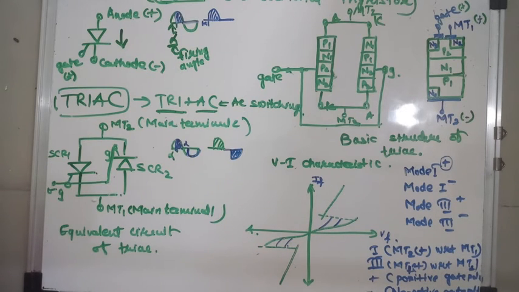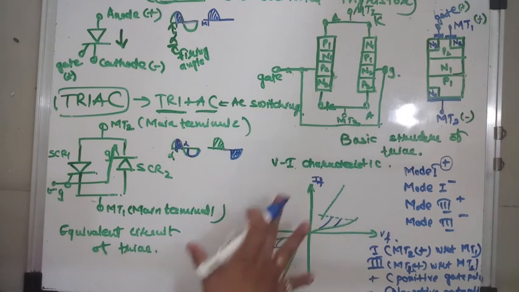So irrespective of the polarity of the gate pulse, your triac conducts in either direction, from MT2 to MT1 or MT1 to MT2, which means the triac can conduct in both directions. So the name given is a bidirectional device. See here, the characteristics are like an SCR.